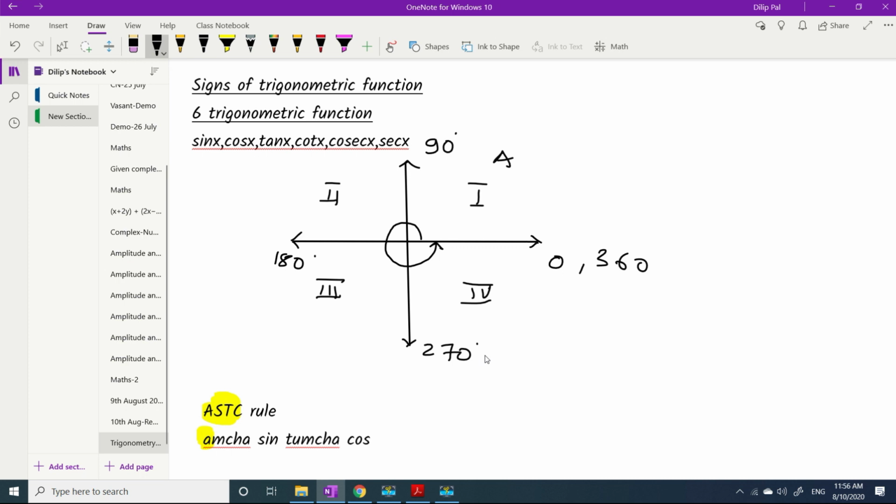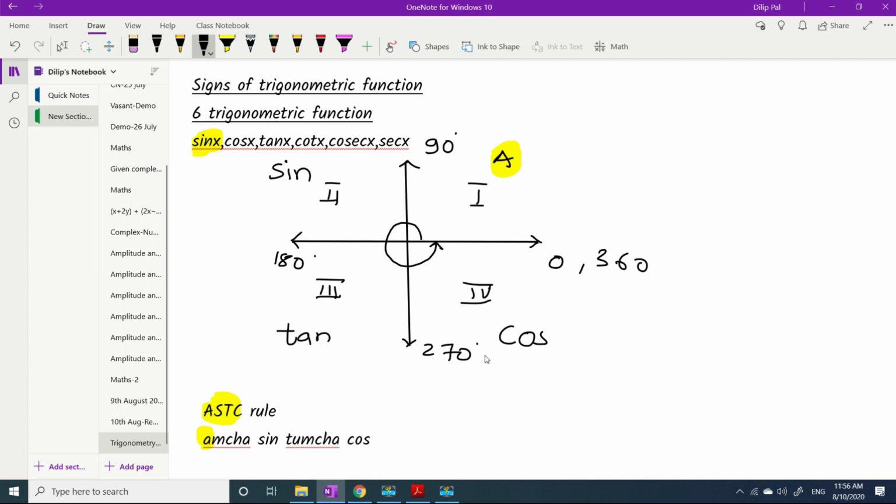See, here in the first quadrant what I have written? A I have written. A is going to denote all. Then it is sine, simply the trigonometric function sin x. And then in the third quadrant we have to write T, and the last one is cos. So it is Amcha sine, Tumcha cos. When T comes, it means tan. We have to consider tan, and C here is cos.